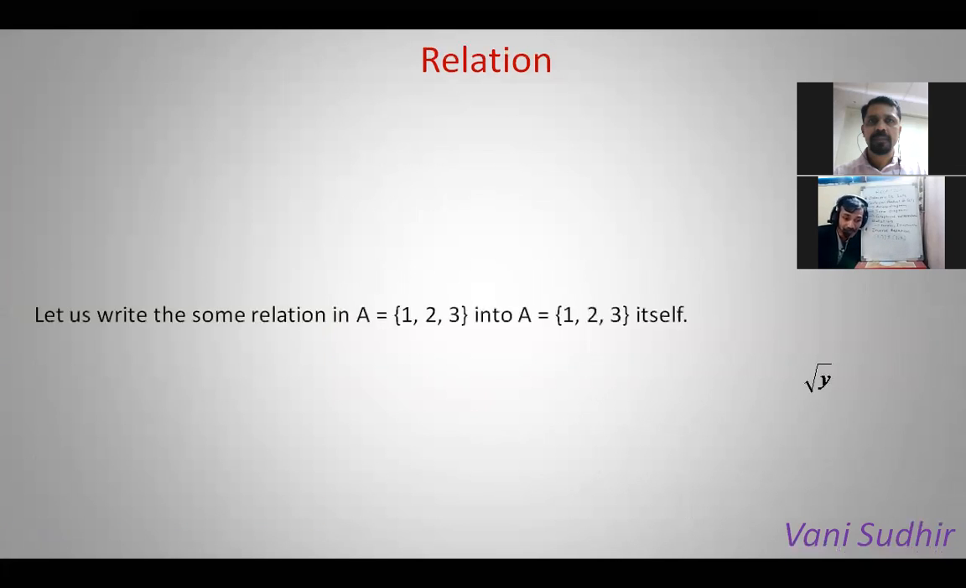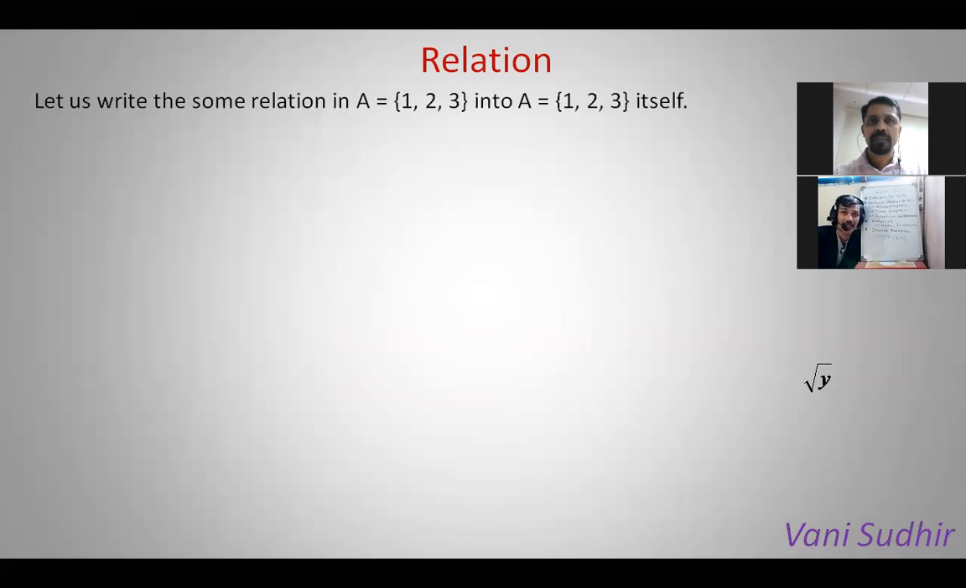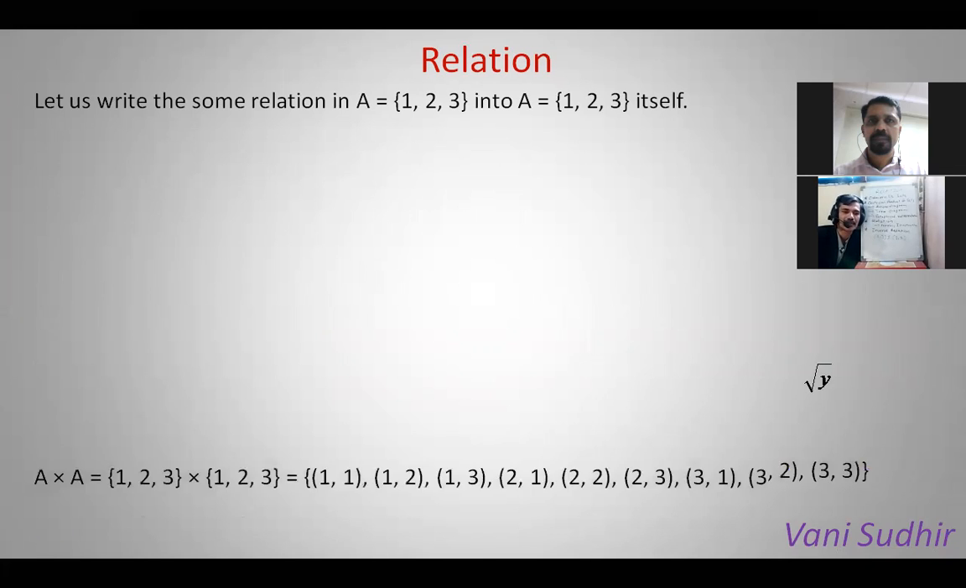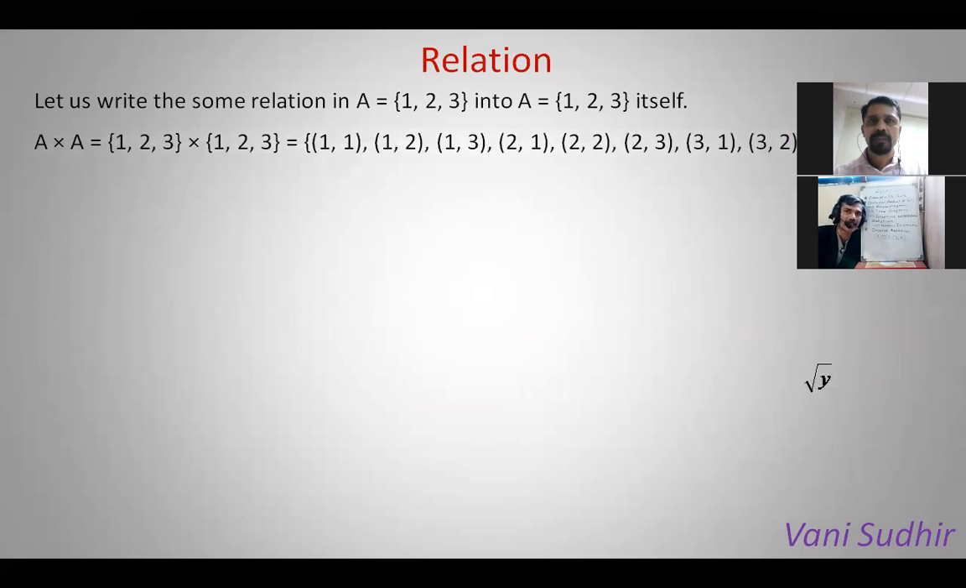Okay. Now we'll do illustrations. Then you will understand much better. Now I'll write some relation from A into A itself. A, I took some 3 elements, 1, 2, 3 like that. I'll write relation from A into A itself.